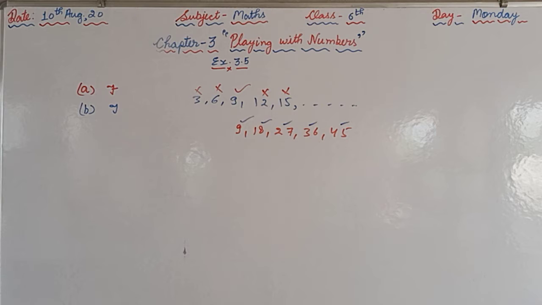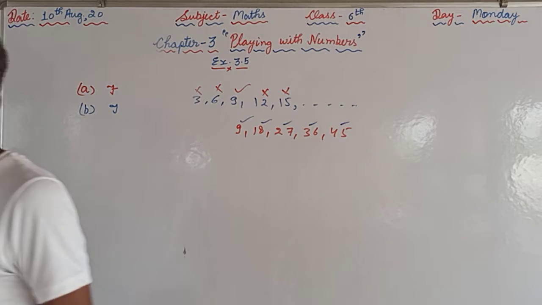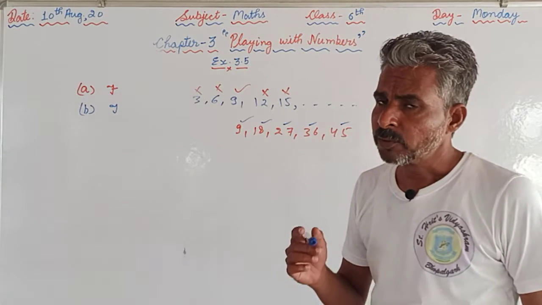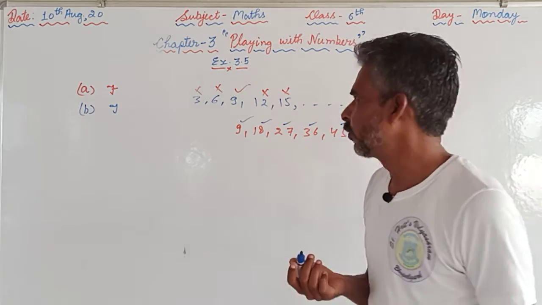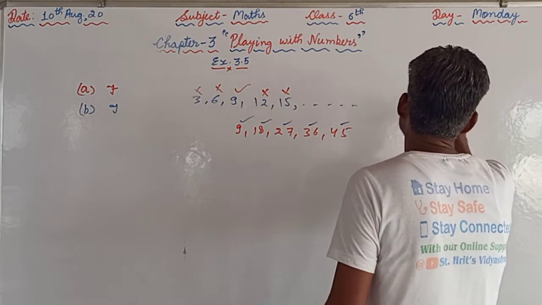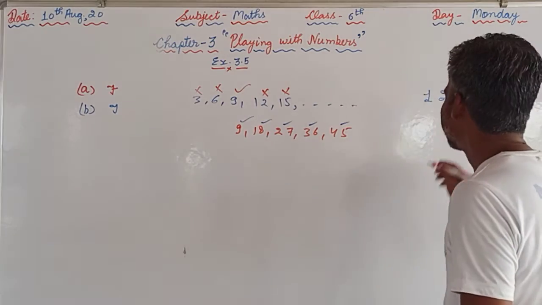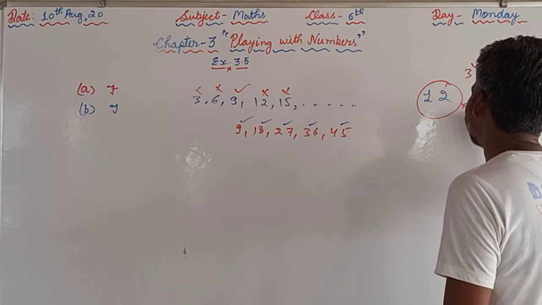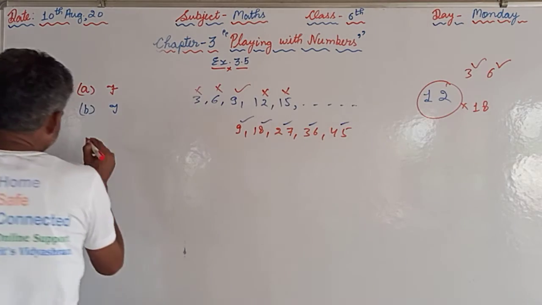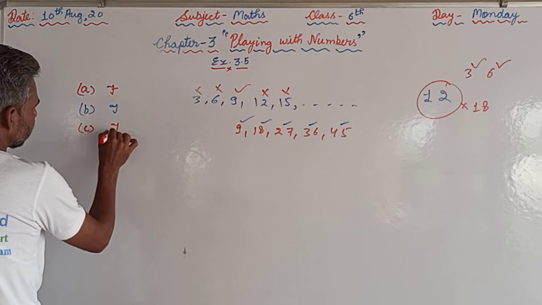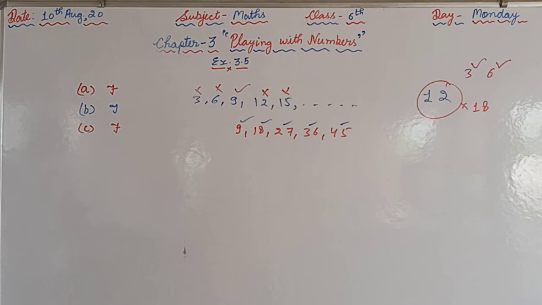Afterwards, C, a number is divisible by 18 if it is divisible by both 3 and 6. If a number is divisible by both 3 and 6, will it also be divisible by 18? No. Why? Because 12 is a number divisible by 3 as well as by 6, but it is not divisible by 18. That's why the C part is false.